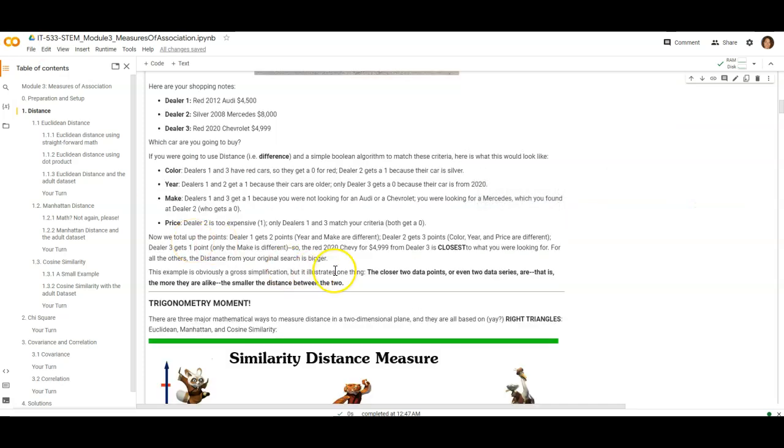In other words, the closer 2 data points are, or 2 data series, the smaller the distance is between the 2. This is very, very important. Now, as you can tell, we're going to talk about 3 different kinds of distance. We're talking about Euclidean distance, Manhattan distance, and cosine similarity, all of which are being used in algorithms going forward.